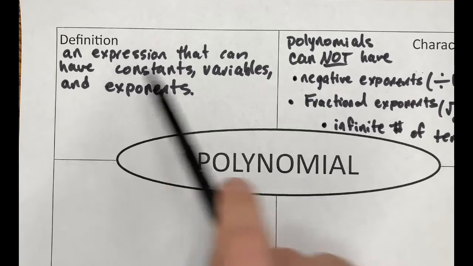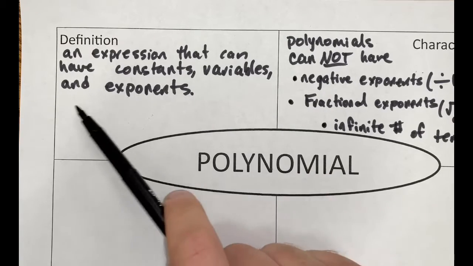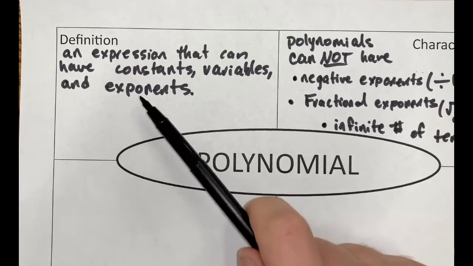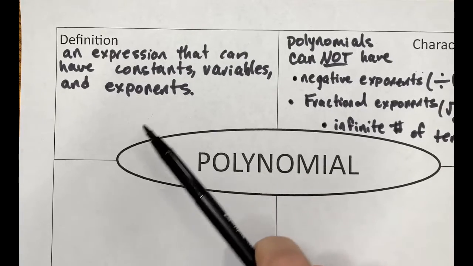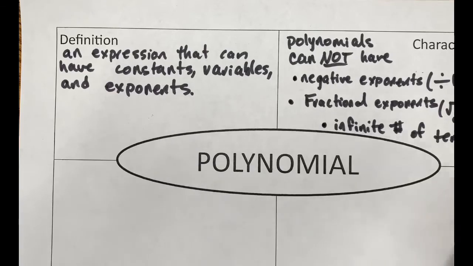A polynomial is an expression that can have constants, variables, and exponents. That's a very informal definition. For a more formal definition, a quick Google search will give you that.